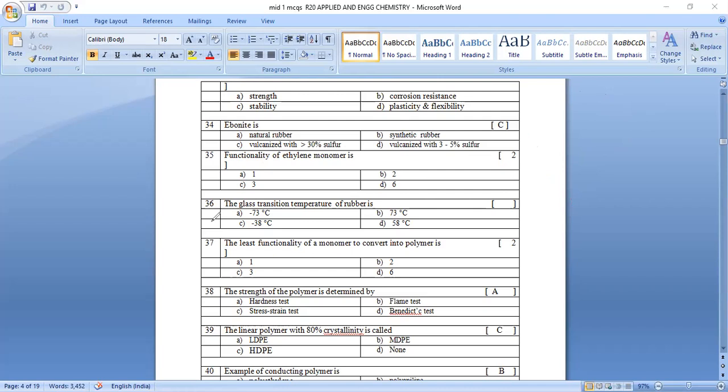Question number 37: the least functionality of a monomer to convert to polymer. The least functionality is equal to 2, so the answer is B. Next, the strength of the polymer is determined by a test which we call the hardness test.